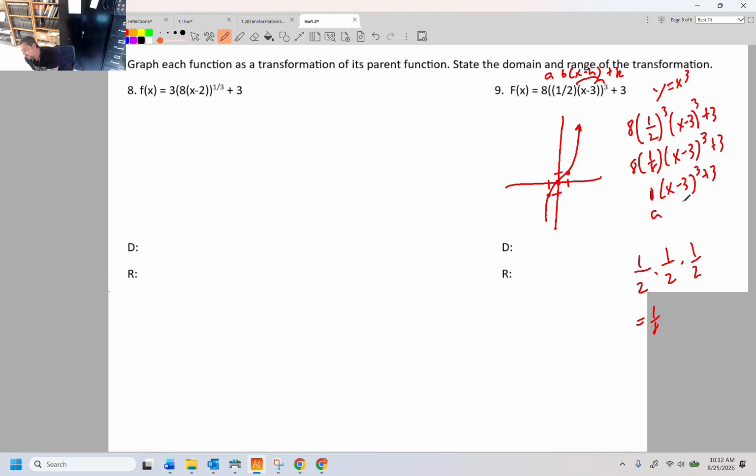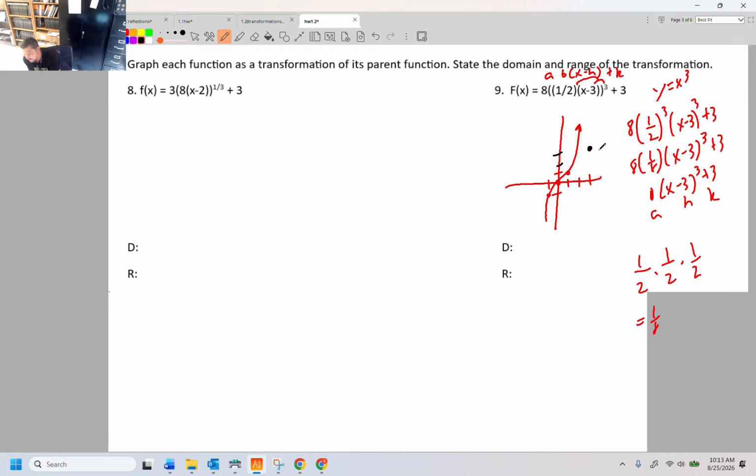And now I have A, H, and K. So I can take something that has all 4 letters of the full form, and by using a little reasoning, I can actually get down to 3 letters, which is easier to graph. And that's kind of the way I teach it. Make it simple. So let's plot this guy. It has a center at 3, 3.